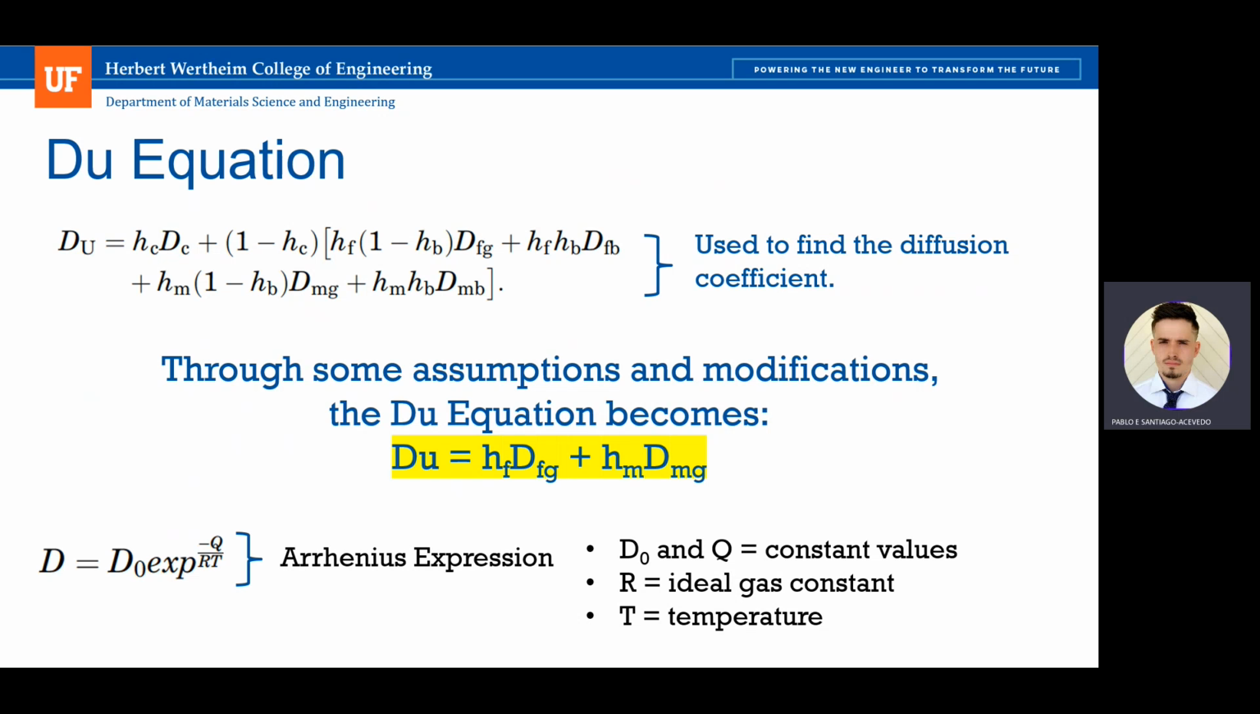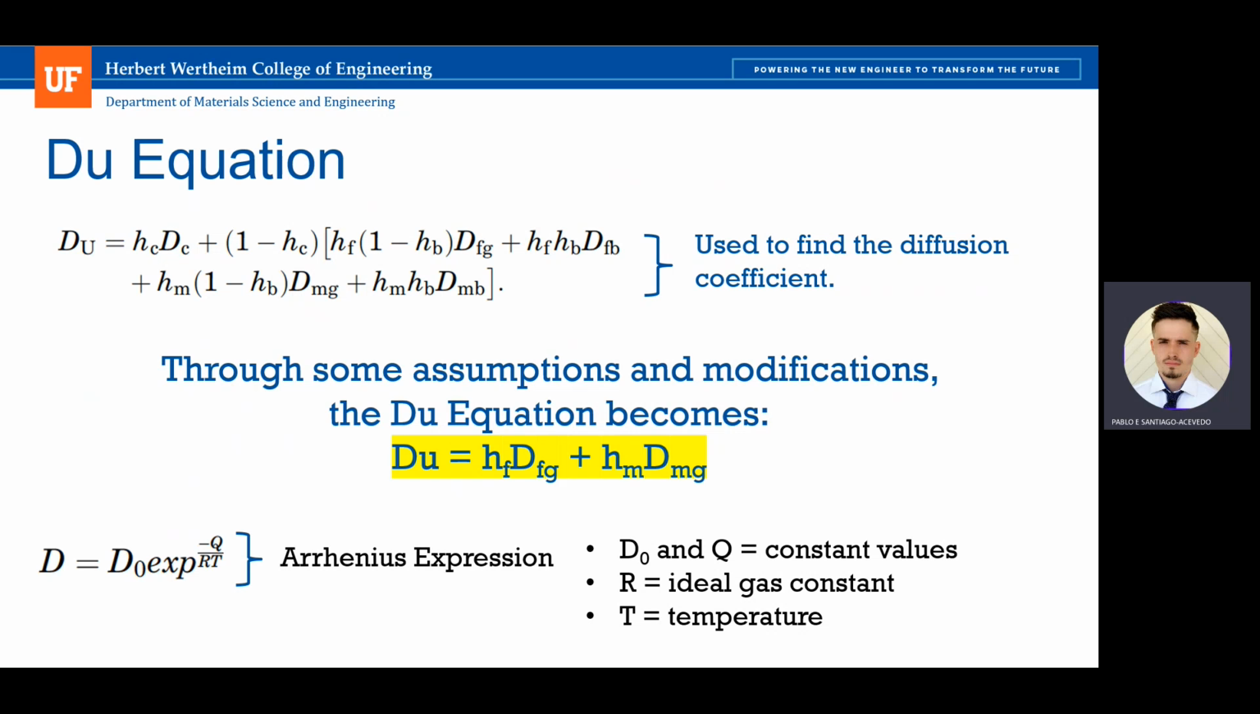Then we have the D_U equation, which is composed of the switching functions represented as h and the diffusion coefficients for each region in discernment. The regions are the fuel particle, matrix, boundaries, and cracks. For calculating the diffusion coefficient along fuel and matrix boundaries, the Arrhenius expression was used, and in the Arrhenius expression, the parameters used were D_0 and Q, which are constant values, R, which is the ideal gas constant, and T, which is the temperature.